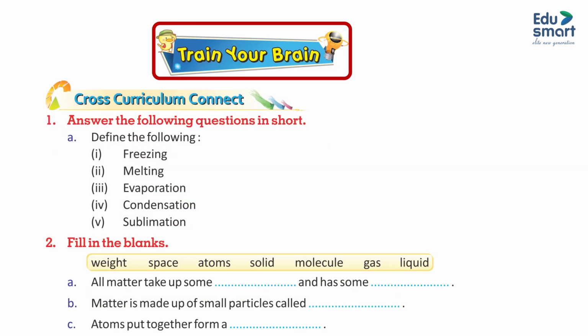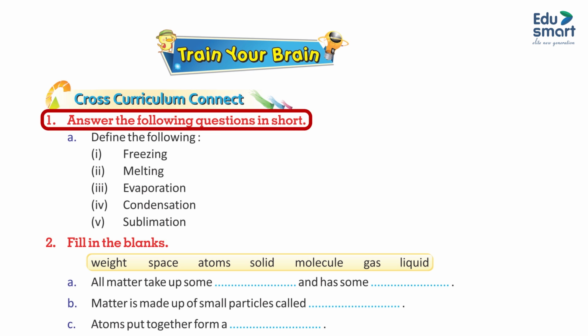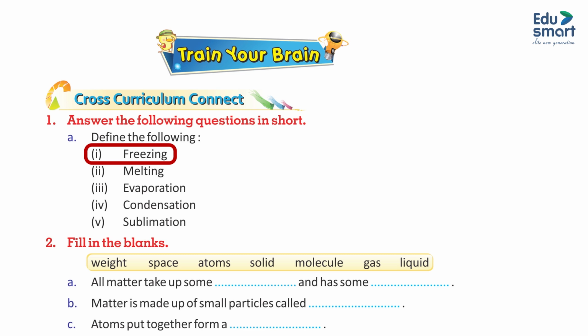Train your brain. Cross curriculum connect. 1. Answer the following questions in short. A. Define the following. 1. Freezing. 2. Melting. 3. Evaporation. 4. Condensation. 5. Sublimation.